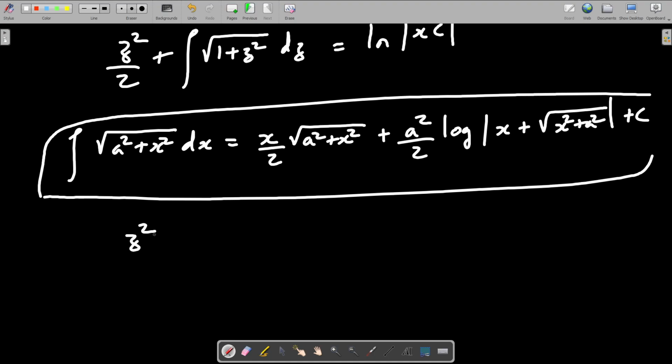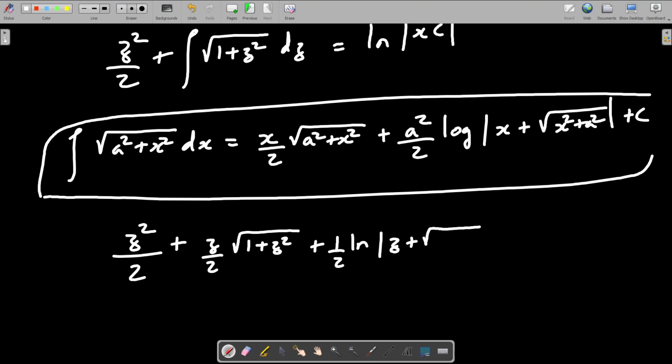So this will become z square by 2. In our case, this formula becomes z by 2 root over 1 plus z square plus 1 by 2 ln of, since we are talking only of natural logs here, z plus root over z square plus 1. C I won't write, but C I have written already on the other side. Okay, and this is going to become ln of x.